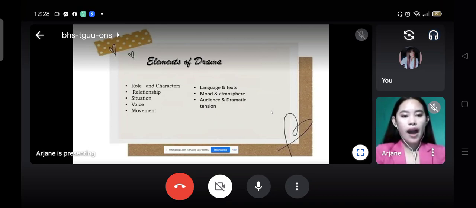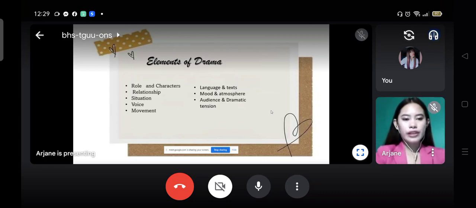Okay? And then the voice. It is used to emphasize an expressive tone or to portray the roles and situations and the tension. So if the character that you are portraying is sad, then you have to control your voice and make it sound sad. If you are crying, then your voice must be crying or sobbing. That's it.